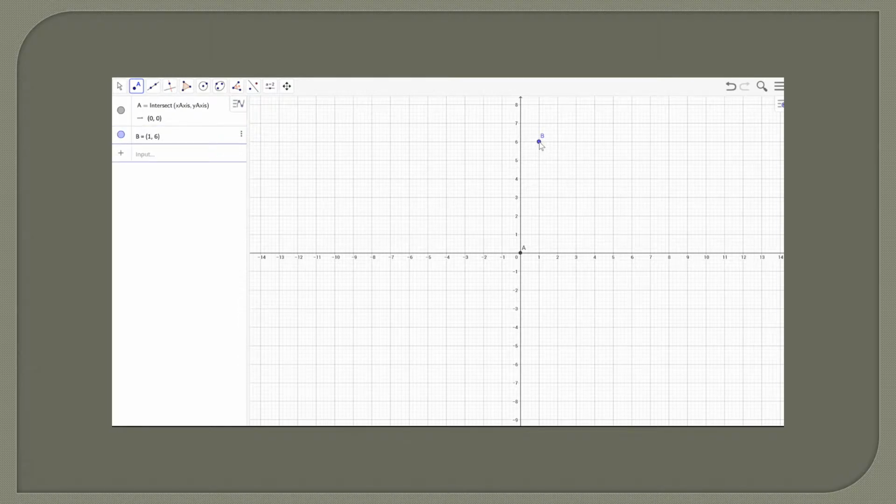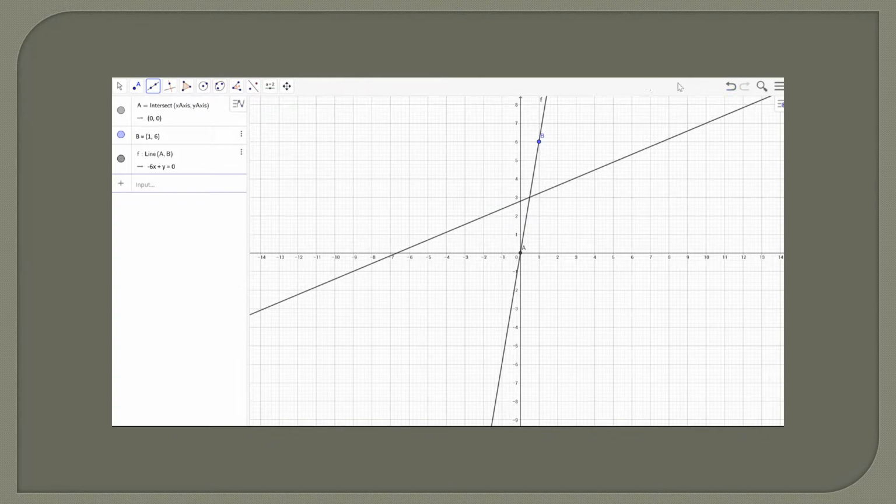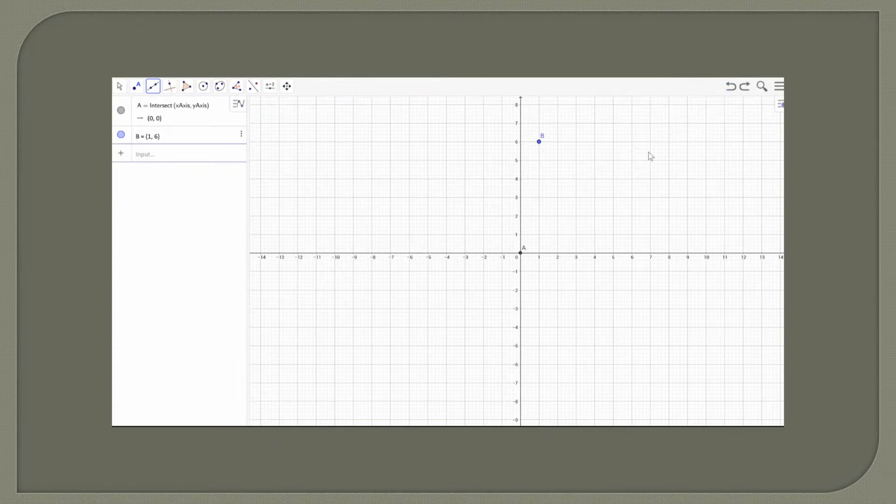Now, I can do a line through any 2 points. So let's go to the line function. We'll hit the line. And I'm going to go through point A and through point B. Now, I want to illustrate something. Now, I didn't want to do that. Let's get rid of that. We'll go back to my original line.